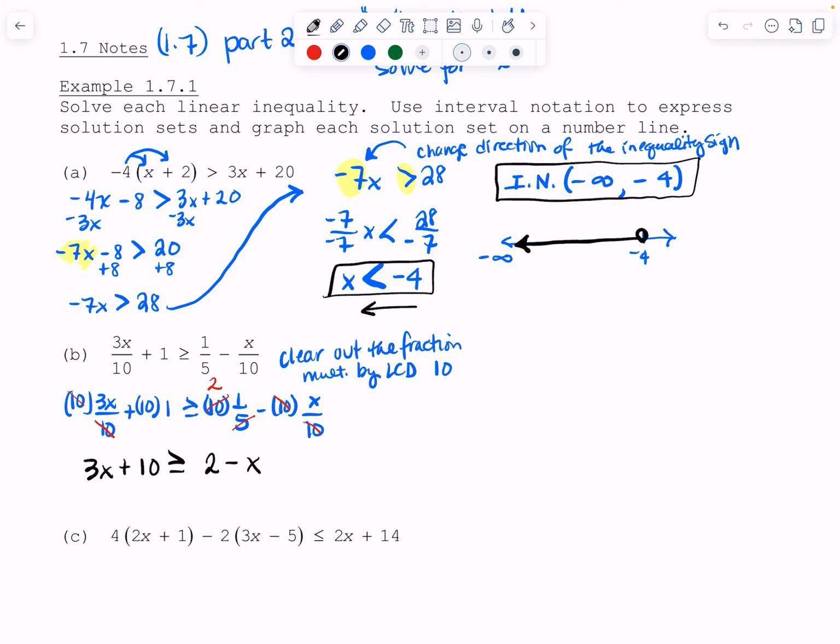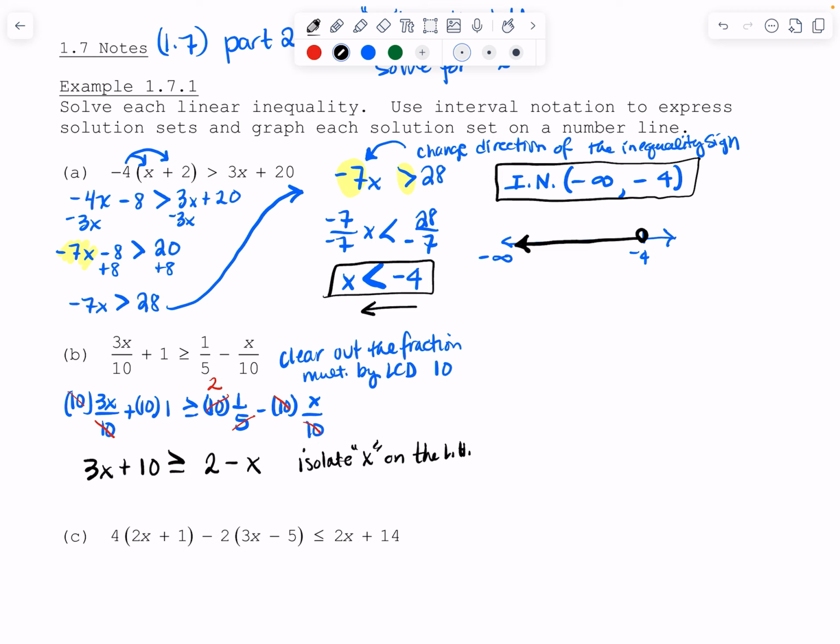By the way, if you clear out the fractions, you have to multiply every single term by the lowest common denominator. You can't do half of them and just leave the other half alone. You have to multiply them all. So that's why I write out that step showing I multiplied everything by 10. Now I have to isolate x on the left-hand side of the equation.